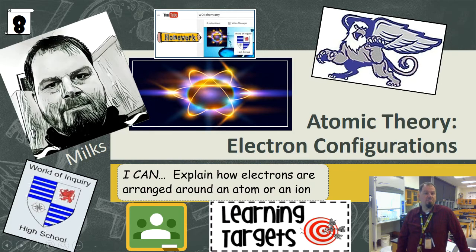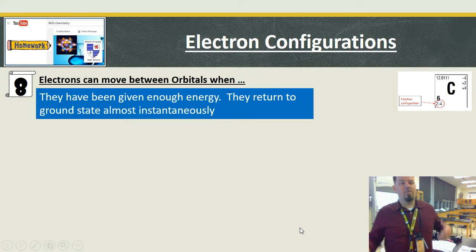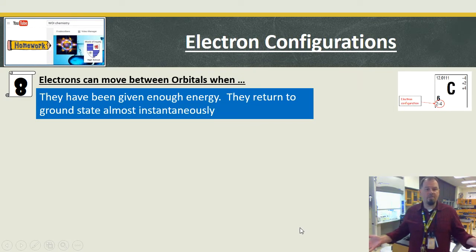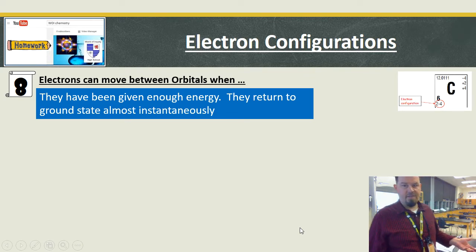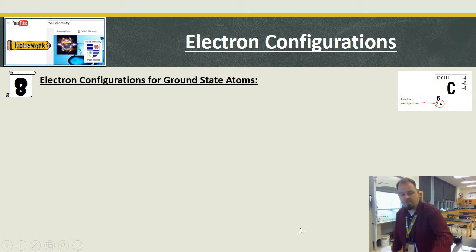We are going to get into regular electron configurations and excited electron configurations now, based on what we just learned about what an excited electron even is. So electrons are, of course, able to move around orbitals. When they're given enough energy, they can move and then they return to ground state almost instantaneously. Just throwing that in there, kind of left over from last video.